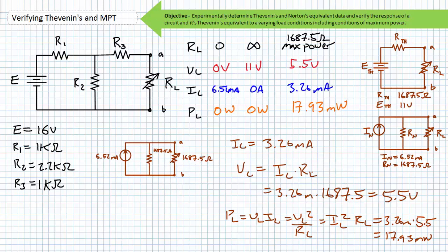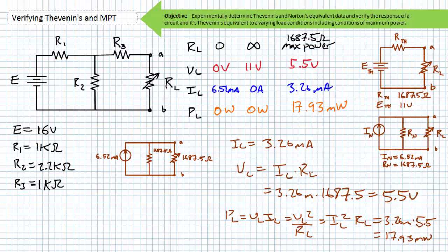Using the Norton's equivalent circuit, current draw experienced by the 1,687.5 ohm load resistor is half that of the Norton's equivalent current, or 3.26 milliamperes. The Norton's equivalent resistance and the load resistance at maximum power conditions are equal resistances in parallel with one another and should experience the same current draw, the same voltage drop, and the same power dissipation. Any permutation of Ohm's law or the CDR will support this time-saving step.